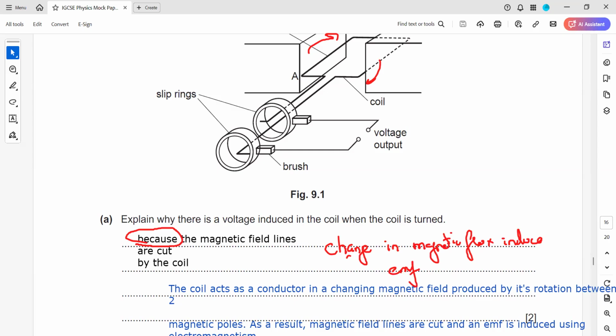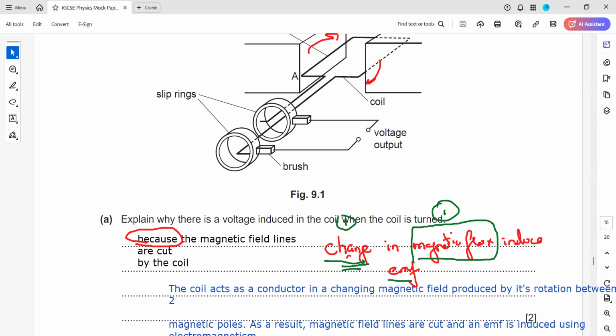So how do you score the marks? One mark is for using a term, either magnetic flux or magnetic field. If you use the term magnetic flux or magnetic field, you will score 1 mark. And what about the second mark? The second mark is for the change. If you use the term change and use the term EMF together, it will score the second mark, as in the induced EMF.